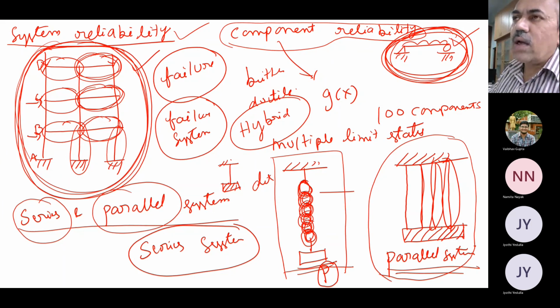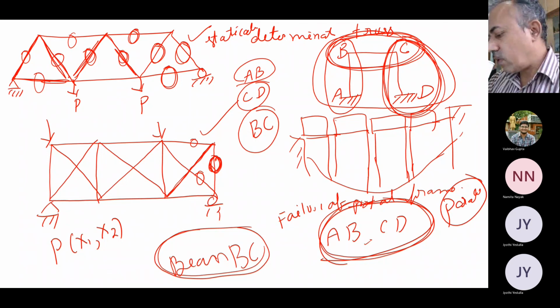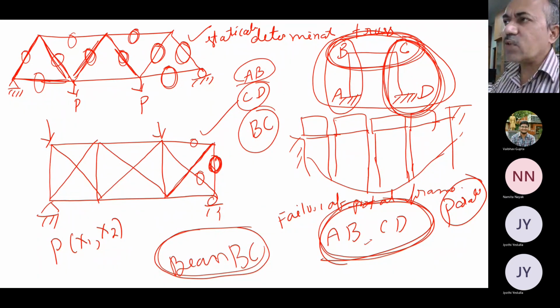Here also, real structures are very complex, but we have seen simple things like a series system and a parallel system, because they are very easy to understand. Which will be in series, which will be in parallel, generally in our structures? If the structure is statically determinate, what type of system will it be? Series system, because when one fails, the entire thing collapses. If it is an indeterminate structure, it will be a parallel system.